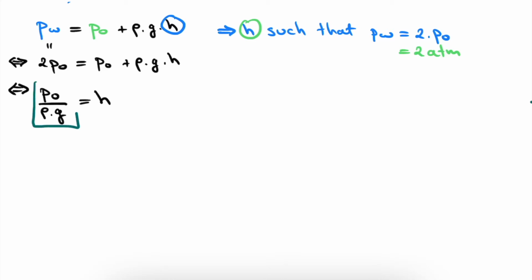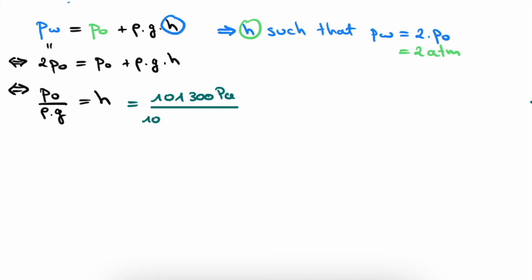Let's now fill in these numbers right here in order to get our h. So what do we get? Well, in the enumerator, we have P0, which is simply 1 atmosphere or 101,300 pascals. In the denominator, we have first the density of seawater.